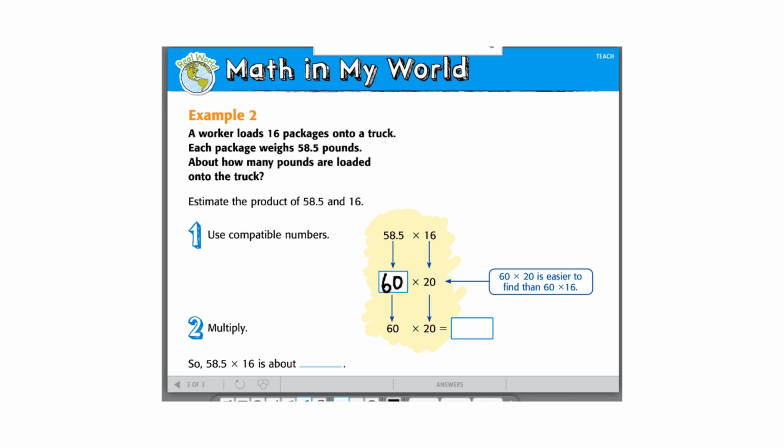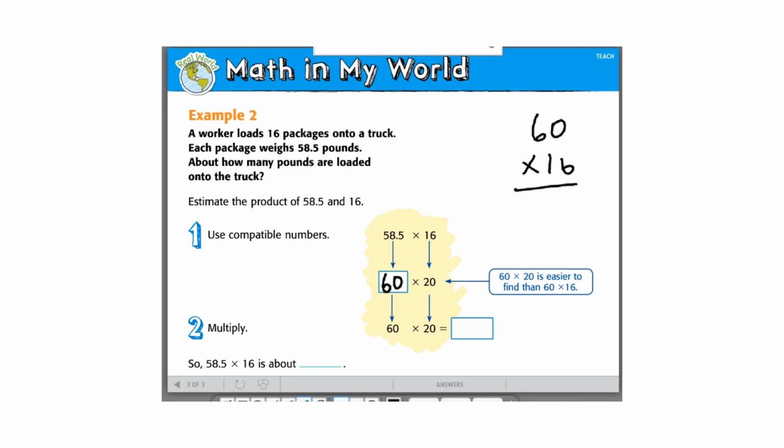And then they change 16 to 20. Now remember, every time you change a number, you get a little farther from the actual answer. But this would be a good way to be able to multiply in your head. Now if you did 60 times 16, you're going to get closer to the actual answer. So on your assignment today, it might tell you to use compatible numbers, or it might tell you to round or whatever to estimate. Use whichever way you'd like to use, because this is an estimating lesson and I want it to be something that makes sense to you.